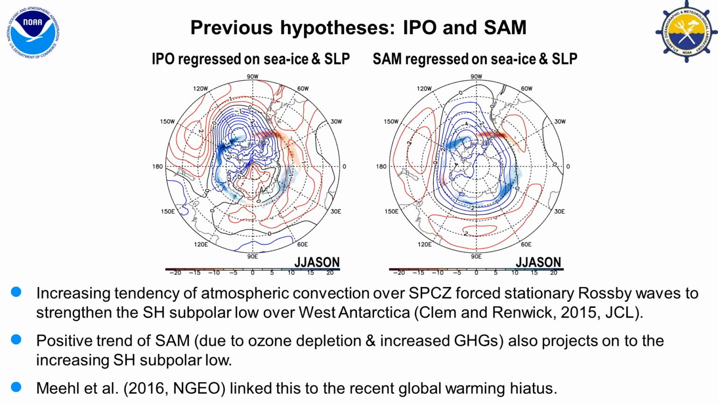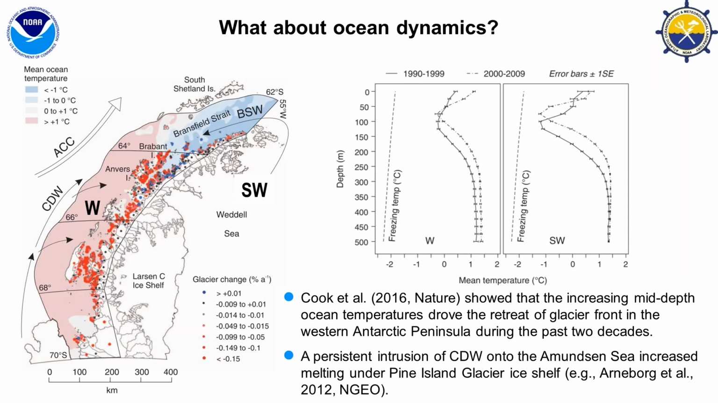So what about the ocean dynamics here? This is not sea ice. This paper, Cook et al., which came out about 2 months ago in Nature, is not about sea ice. Like I showed you earlier, it's a glacier problem. This is the Bellingshausen Sea, this is Chile and Argentina right there, and this is the tip of the Antarctic Peninsula. So they look at the glacier melt over here. This red area is where a lot of glacier melting is happening.